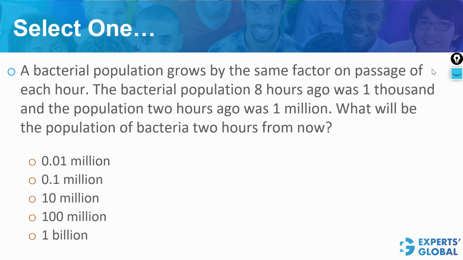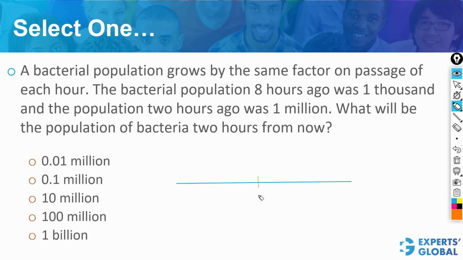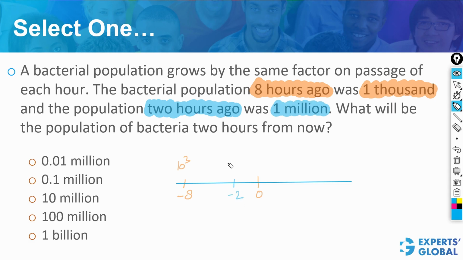Please pause the video and solve this one. Let's assume this point represents present. 8 hours ago, the population was 1,000. That means at minus 8, the population was 1,000. Then 2 hours ago, the population was 1 million. So at minus 2, the population became a million. It's given that the population grows by the same factor each hour.